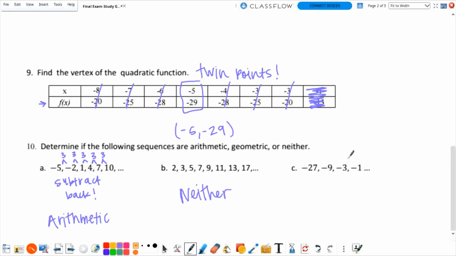Negative 1 divided by negative 3 gives us 1/3. Negative 3 divided by negative 9, also 1/3, so I'm happy about that. Negative 9 divided by negative 27, also 1/3, so that worked out for us. So we divided back, which left us geometric.